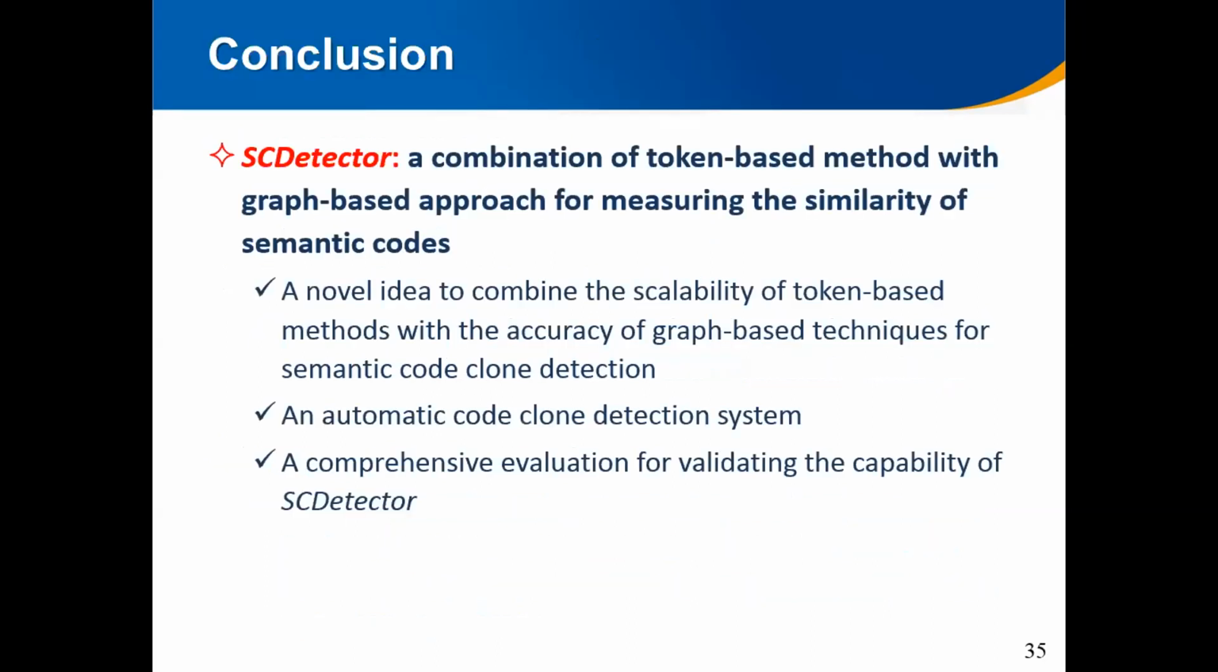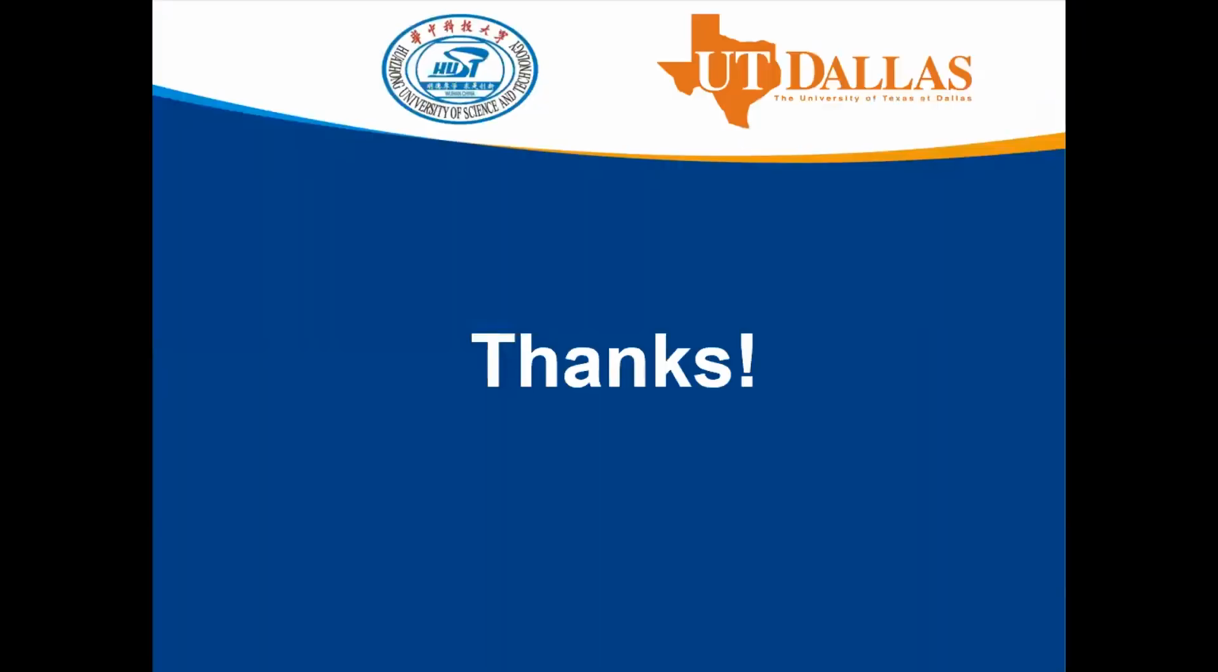In this paper, we propose a novel idea to combine the scalability of token-based methods with the accuracy of graph-based techniques for semantic code clone detection. Based on the idea, we design an automatic code clone detection system. To validate the ability on semantic code clone detection, we conduct a comprehensive evaluation on the Google CodeJam and BigCloneBench datasets. Thanks.